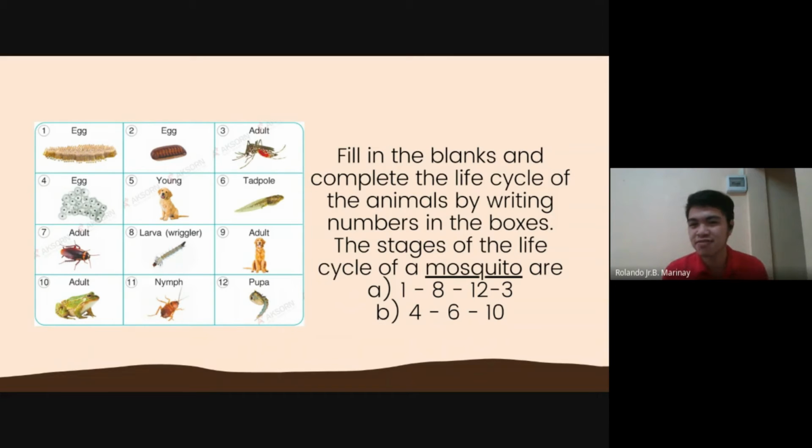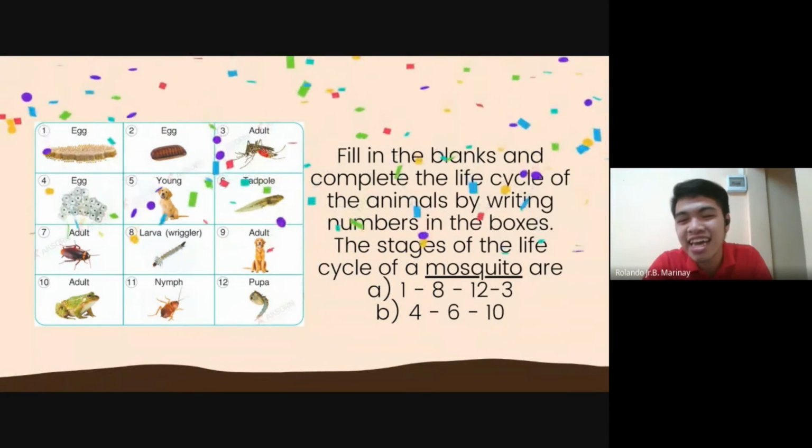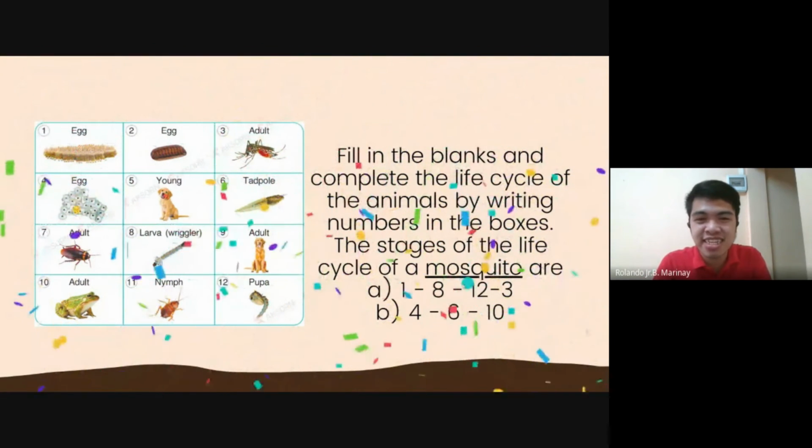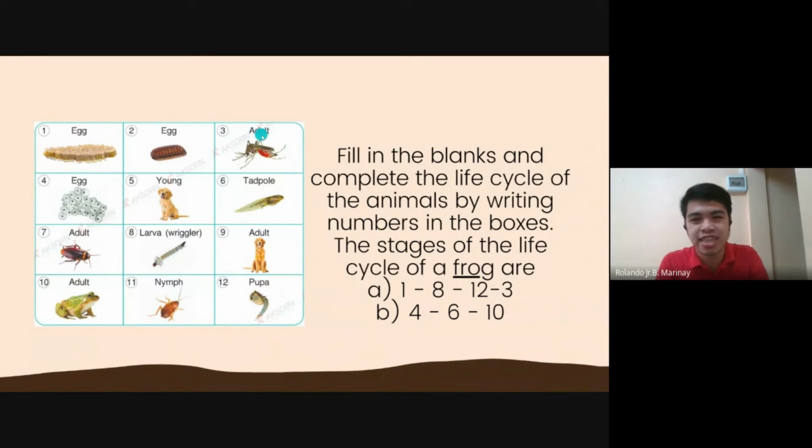Okay, Naman Small is finished. Earth is finished. Okay, time is up. The correct answer is letter A. Okay, this is the egg of the mosquito. And then this is the larva, or it is also called wriggler. And this is the pupa of the mosquito, and this is the adult mosquito.